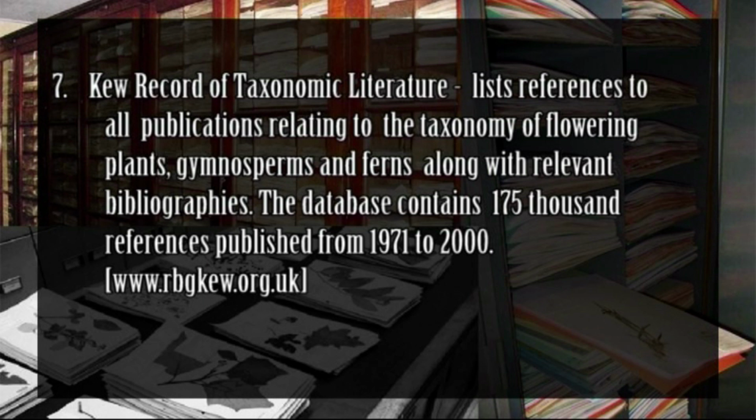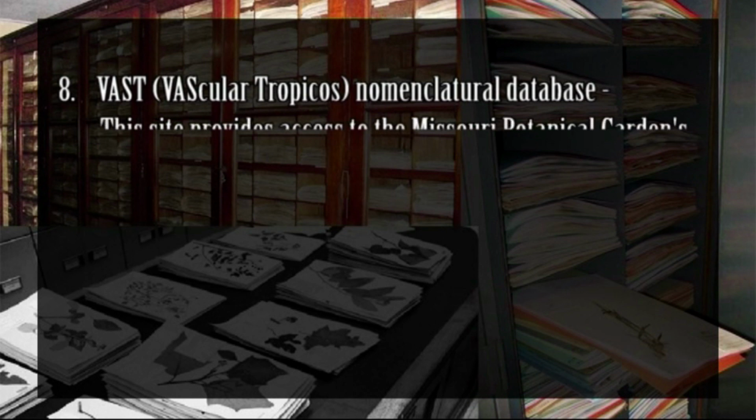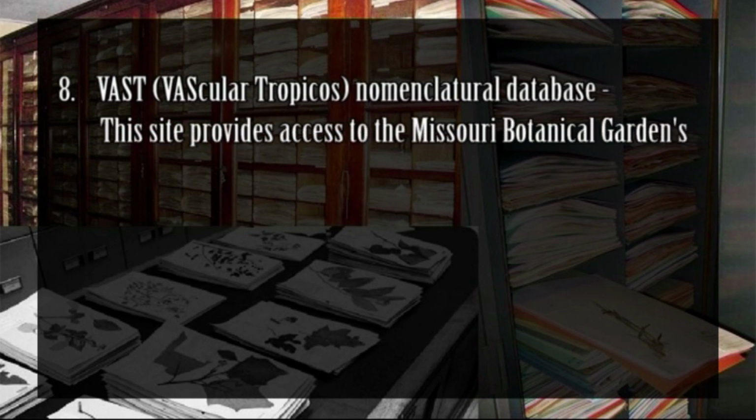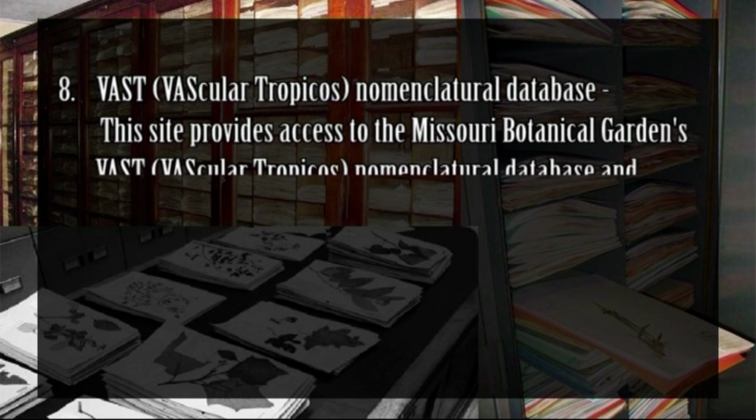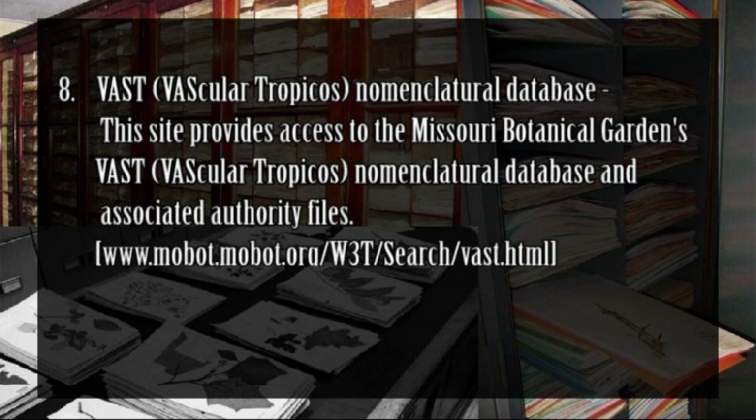The database currently contains some 175,000 references published from 1971 to 2000, with new references being added once a week. We also have VAST, Vascular Tropicos, a nomenclatural database. This site provides access to the Missouri Botanical Garden's Vascular Tropicos nomenclatural database and associated authority files.